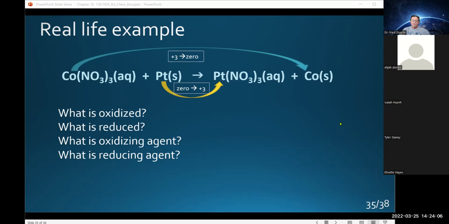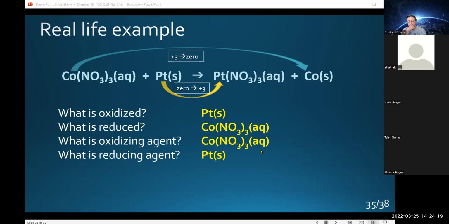Okay, so what is oxidized is the platinum, because it went from 0 to a +3. Oxidation is the loss of electrons, okay? Loss of electrons. So platinum lost 3 electrons, and cobalt 3 nitrate is what was reduced. So cobalt picked up 3 electrons, okay? Therefore, cobalt 3 nitrate is the oxidizing agent, and platinum is the reducing agent.